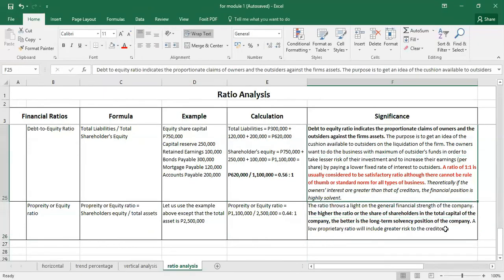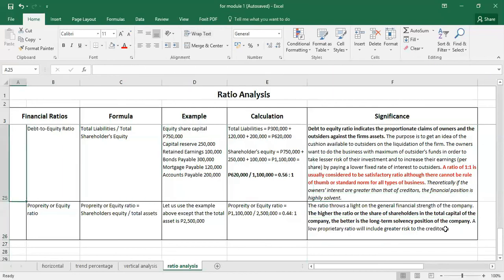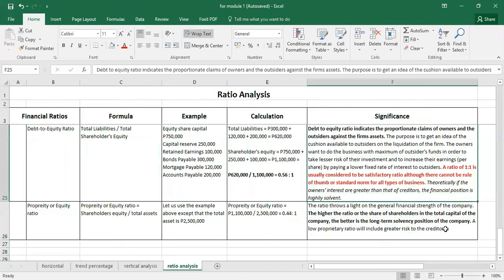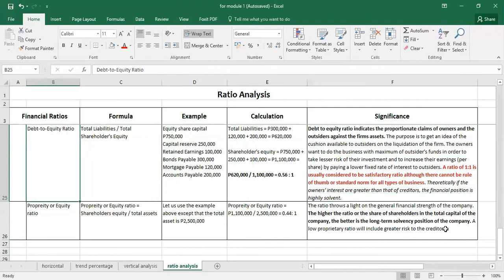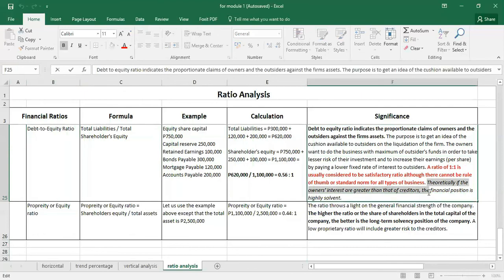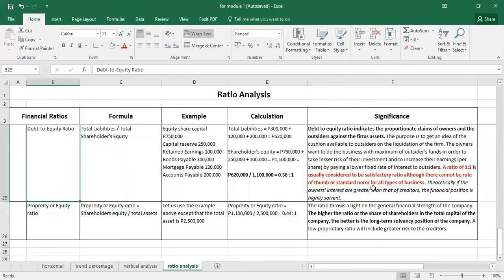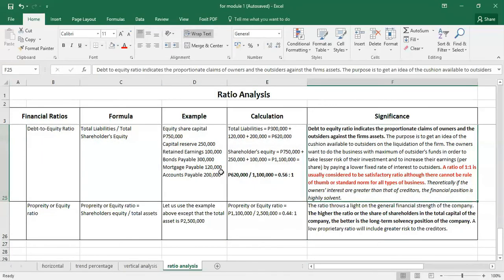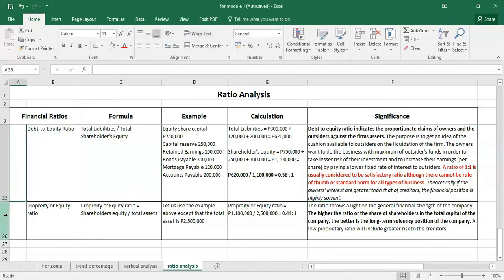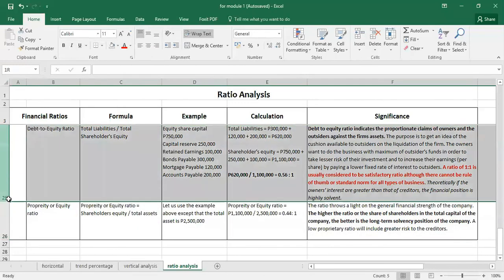Okay, the two are counterparts. For this debt to equity ratio, it is for the aggressive. If you are push na push, with an aggressive business mindset, usually they prefer a high debt to equity ratio. But it is better, as it says here, theoretically, if the owners' interest, meaning the equity ratio, is higher, then the financial position for the creditors is highly solvent. Anyways, okay. And the propriety ratio, the two are connected.